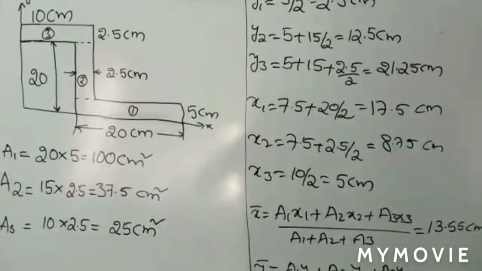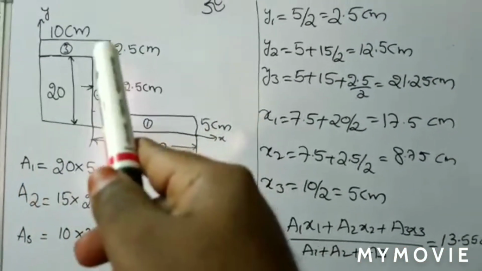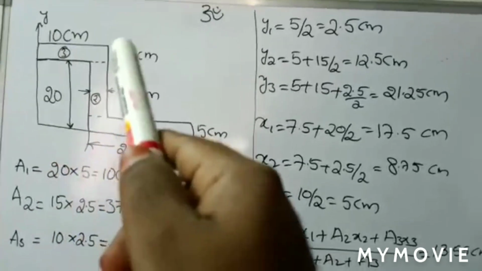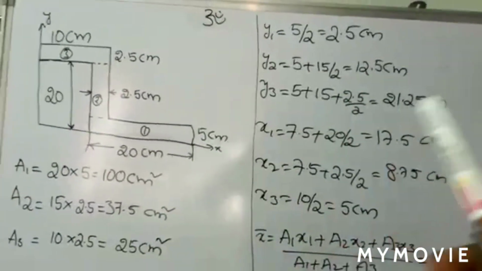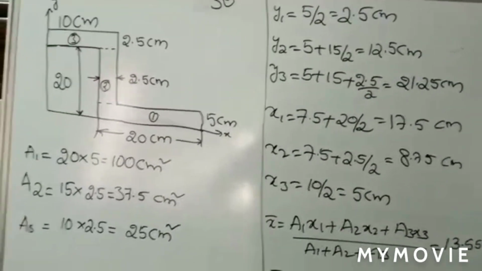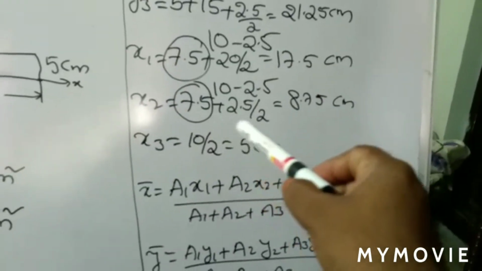Next, again in block 3. In block 3, directly, see, observe, 10 centimeters is starting from the reference point, so it is 10 centimeters by 2 directly. So the x3 value is 10 by 2, 5 centimeters. Right.